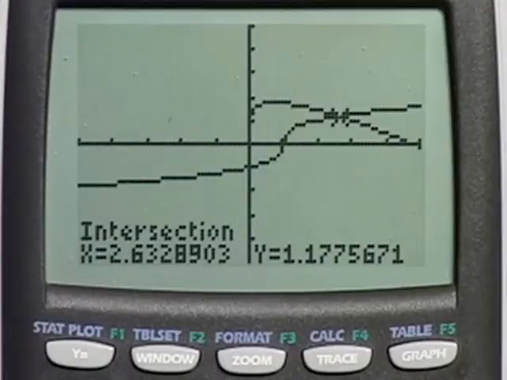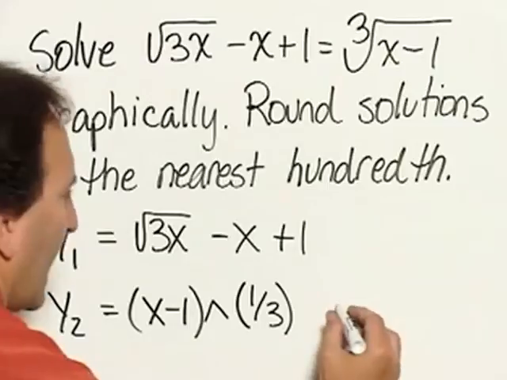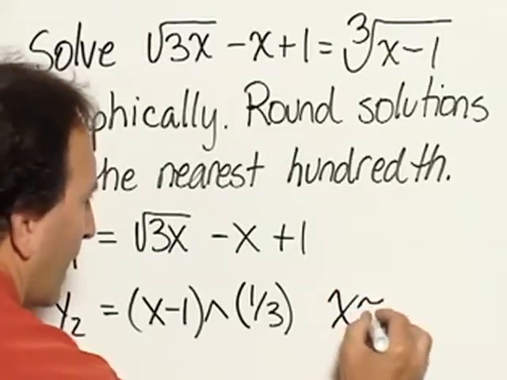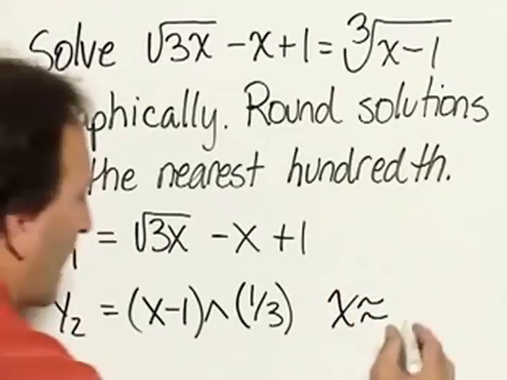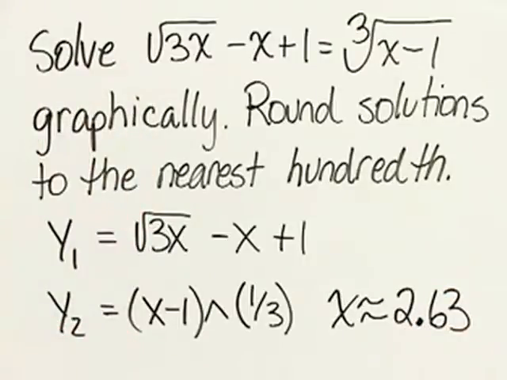The point of intersection it gives us is x equals 2.6328903. And we could read the y, but we're only looking for the x value here. And so we were asked to round this off to the hundredth, so it would be x is approximately equal to 2.63. And now that we have where they intersect, let's write our solution, which is that x is approximately equal to, rounded off to the nearest hundredth, 2 and 63 hundredths.